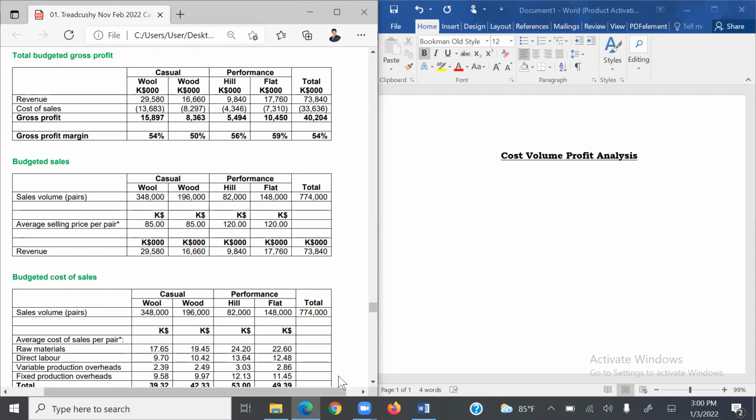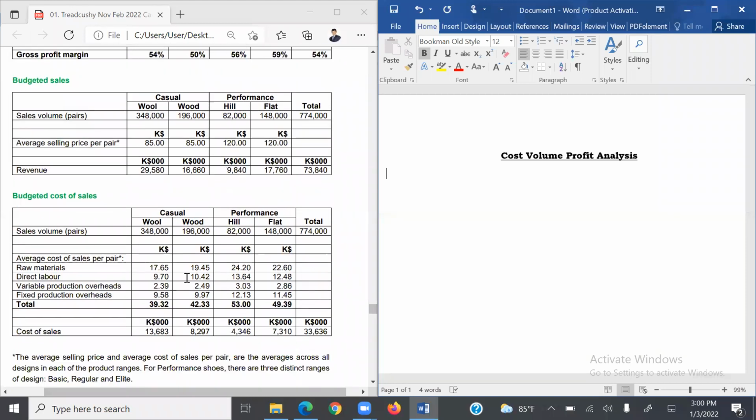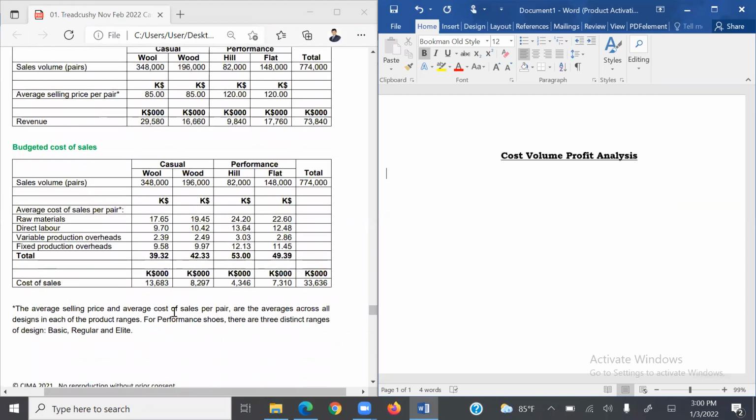Students, shall we start? I think seven are there. Okay. So students, now before we do the analysis of the cost volume profit, the first thing we need to understand is the additional information.